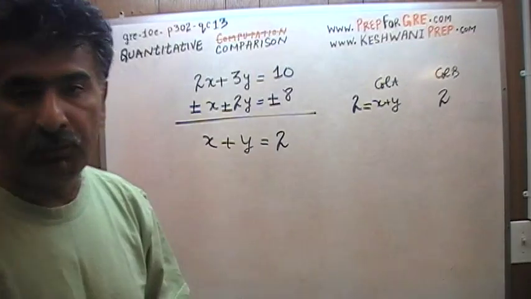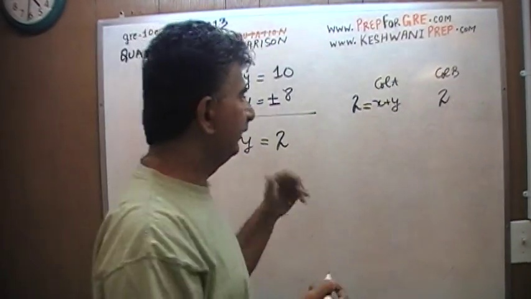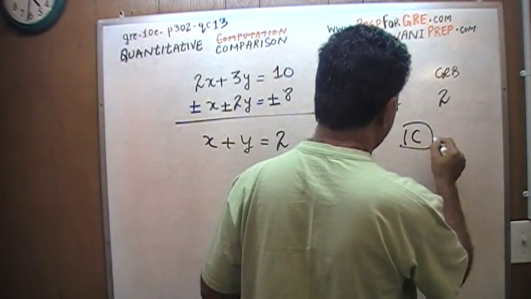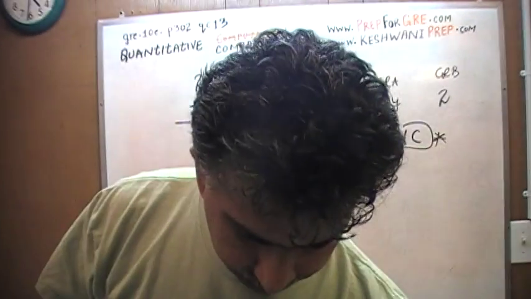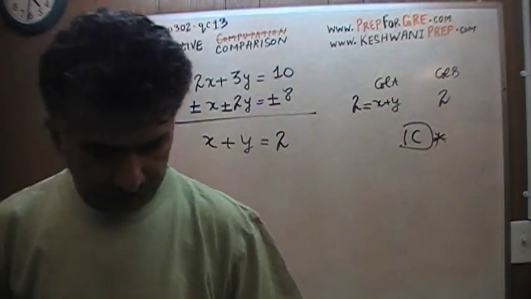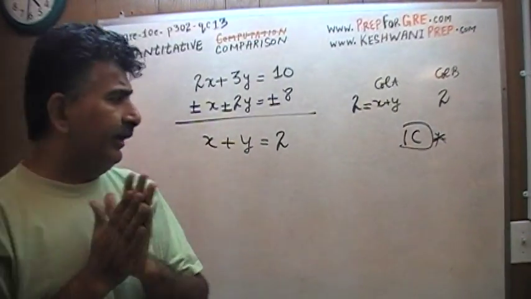So can you tell me now which quantity is bigger? Of course the answer is C. That's it, we're done. That was the end of the story. That's all it was. I hope you find that's all it is.